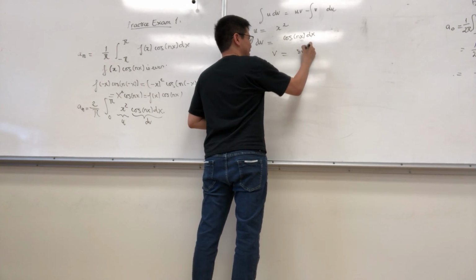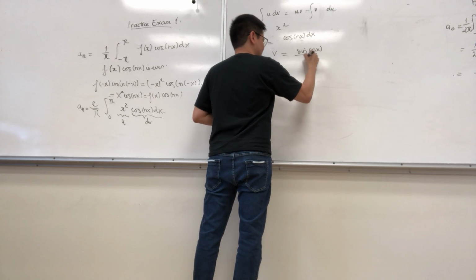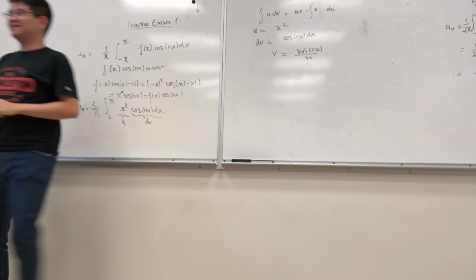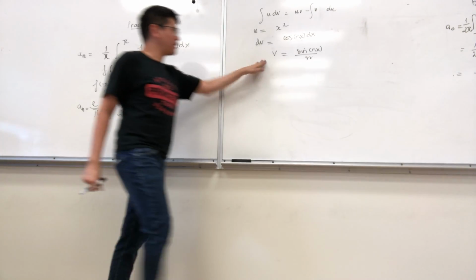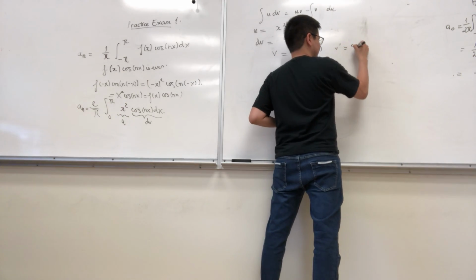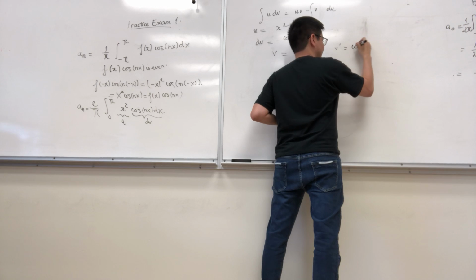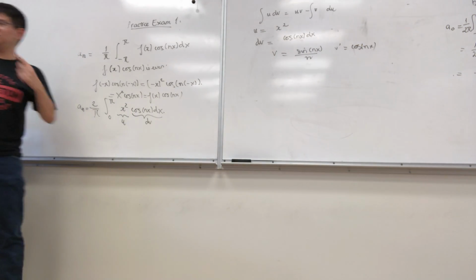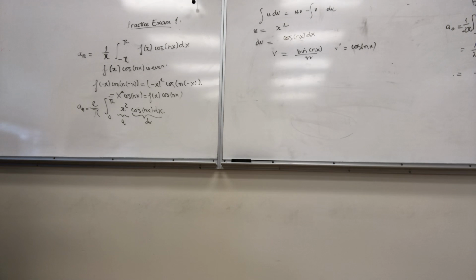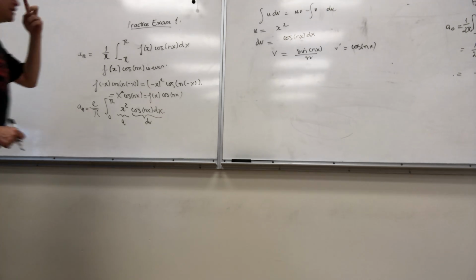v is sinus of nx over n. All right. Because in this case, v prime will be cosinus nx. So dv will be cosinus nx dx. So v will be the antiderivative of cosinus nx. So v will be sinus nx over n.